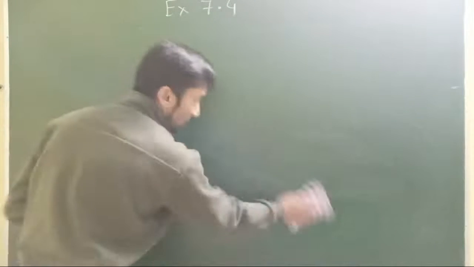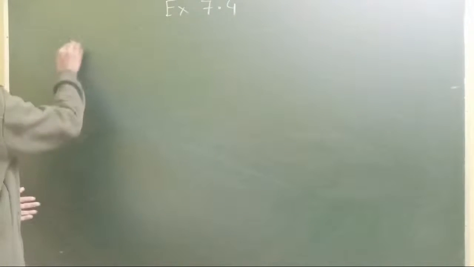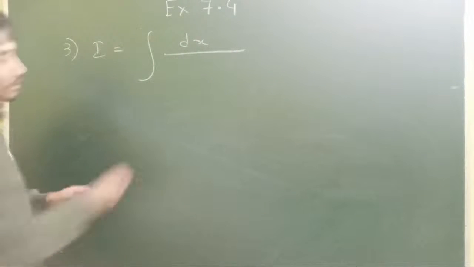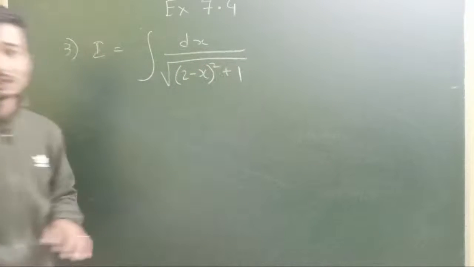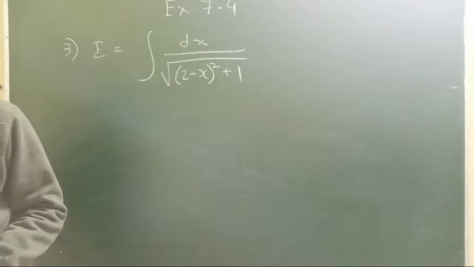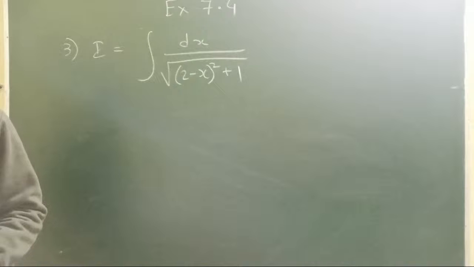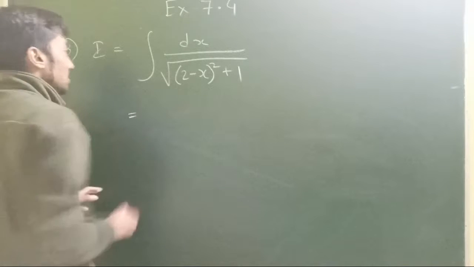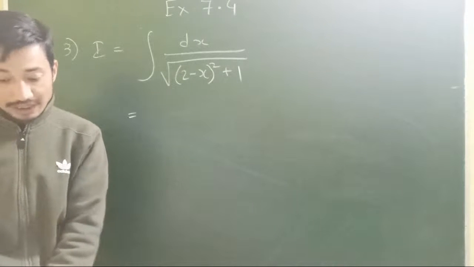Let's go to the next question quickly. That's the third question, that is integral of dx by root over of 2 minus x whole square plus 1. I think that's the question, isn't it? Root over of 2 minus x square plus 1. Alright? Okay. Now in substitution method, here again we will be using the previous formula only, that is root over of x square plus a square. Just now we have used it.